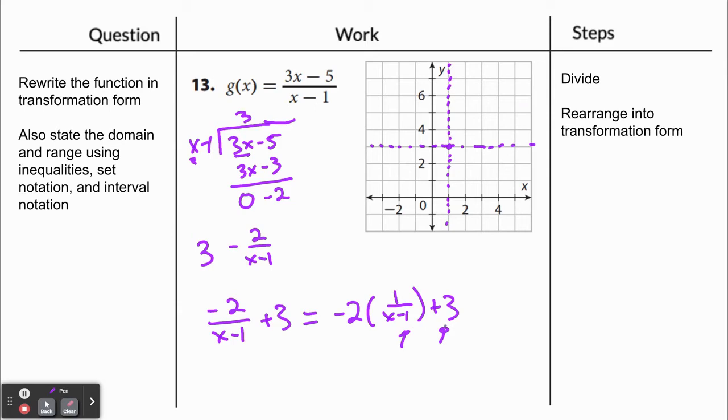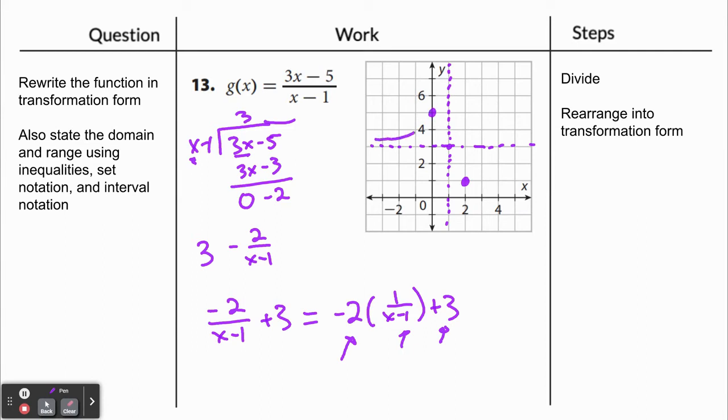And so now we have a negative 2. So instead of my reference point being 1 to the left and 1 down, 1 to the right and 1 up, they switch, they flip. So there'll be 1 to the right and 1 down. And my a value is 2, so it is a vertical stretch. So my reference points now not only flip, but also stretch by a factor of 2.